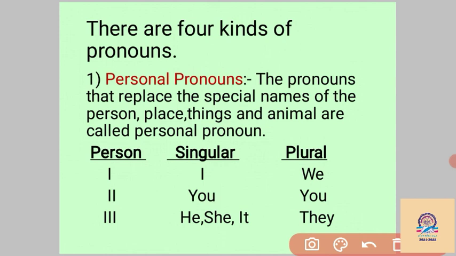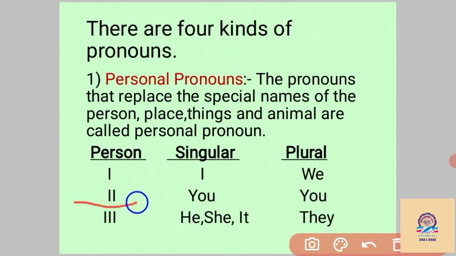Person is given here. First person singular is I, and first person plural is we. Singular means only one noun and plural means more than one. If I use I, that is the first person. The first person is the speaker. So I is singular and we is plural.